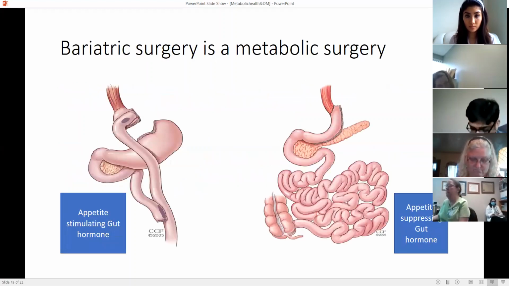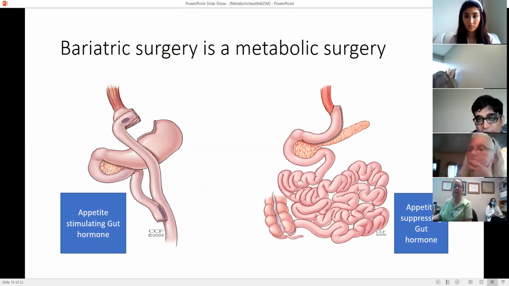All right, so what can we do to reverse diabetes? Is there anything we can do, especially if the patient is newly diagnosed, within the first year, within the first 8 years? So can we reverse diabetes? Yes, bariatric surgery or metabolic surgery is the way to go.